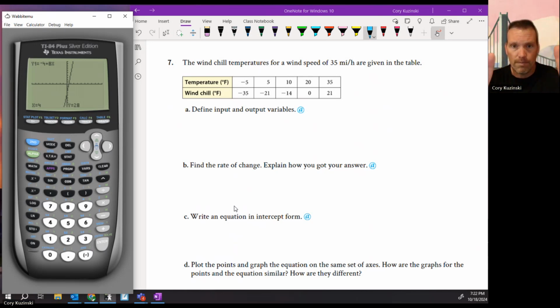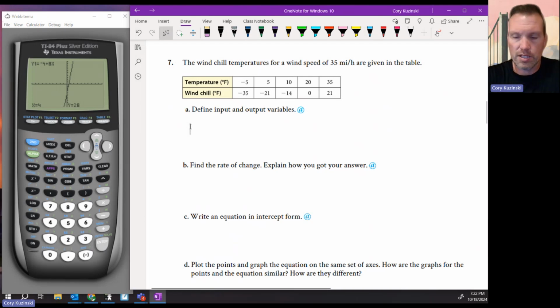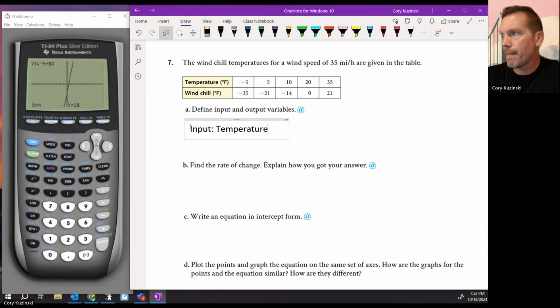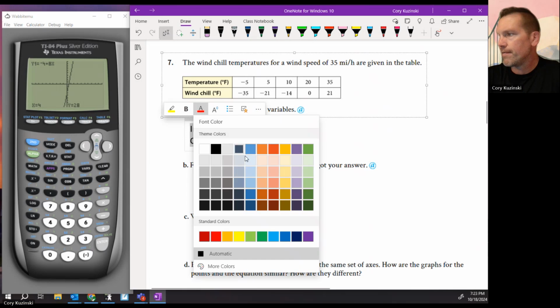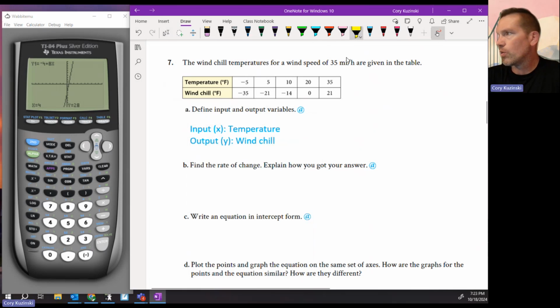All right, here we go. Find the input and output values. Input, temperature, output, variables. And input, we'll call it input X. How about that? Temperature, output Y. And chill. Okay, so those are our variables. This is for 35 mile per hour wind speeds.